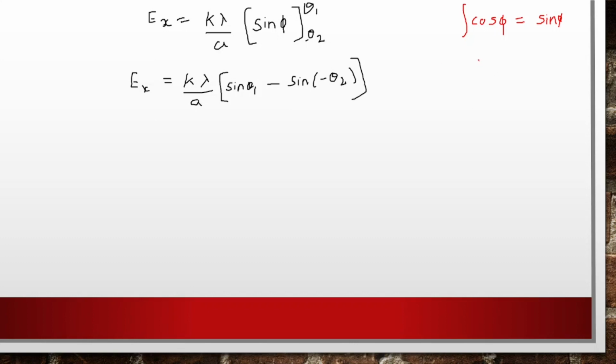Sin of minus theta is minus sin theta, right? So here this minus comes out and we get plus. So let's write it like that: Ex is equal to k lambda by a, sin theta 1 plus sin theta 2.